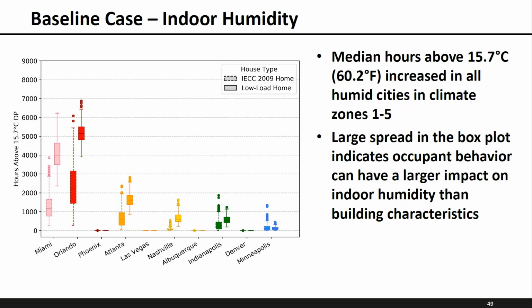One thing that's important to note here is the variation in the box and whisker. This variation is due to the occupant number and behavior and window shading, because all the construction characteristics and the weather for a given city were the same. And so you can see that even though the trend is for the median values to have higher humidity in the low-load home, there is quite a bit of overlap between the boxes for a given city. This indicates that occupant impacts can actually have a larger impact than the building characteristics in certain cases.